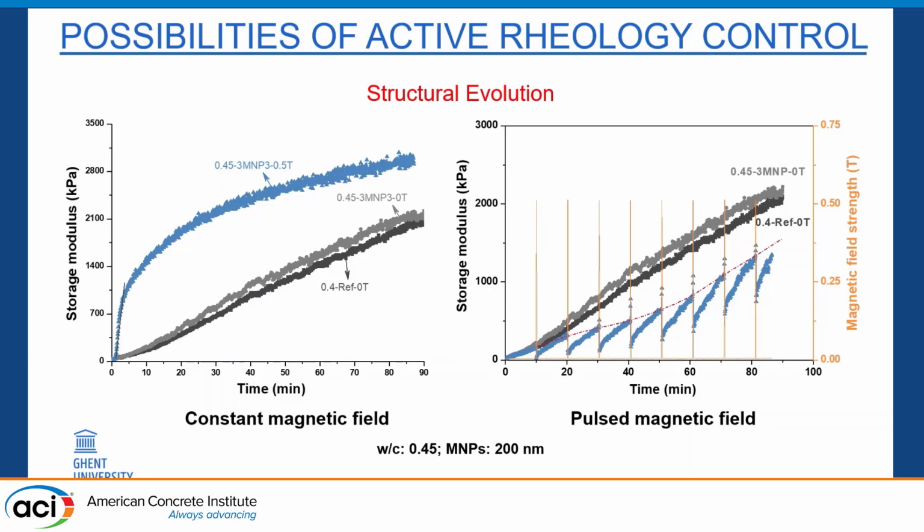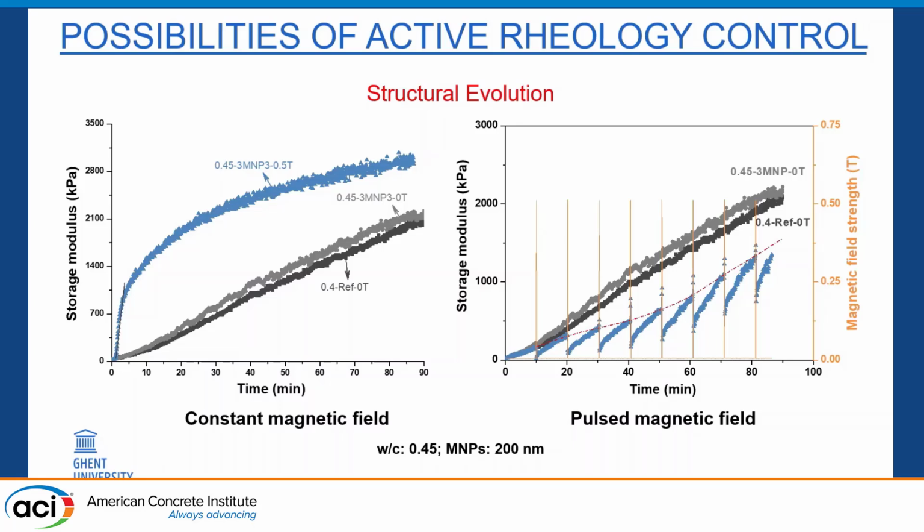So here you have a situation with a constant magnetic field. Here you have the reference and the ones with the magnetic particles, but without magnetic field. So 0 Tesla means no magnetic field. And you see the increase in storage modulus. So it's small angle oscillatory shear that we perform here. And once we apply a magnetic field, this is quite a strong one, 0.5 Tesla, you see that the increase in stiffening rate is really enormous. You can get a very fast stiffening rate. So that's the active stiffening control, which will come back in the 3D printing in the further slides.